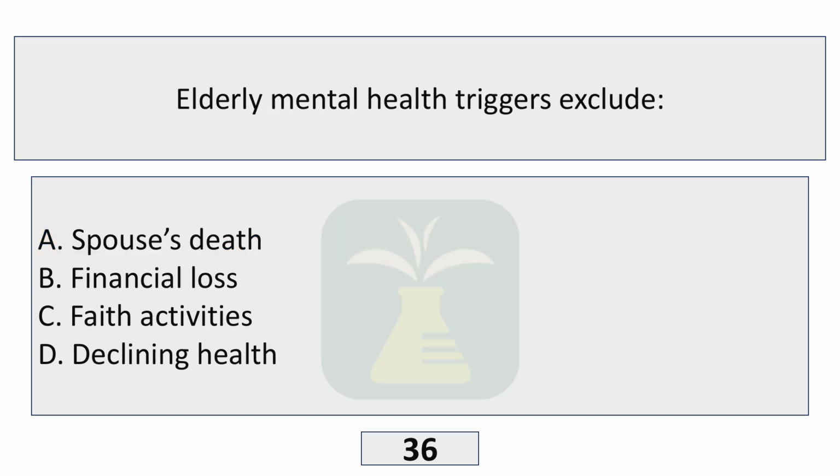Elderly mental health triggers exclude: A. Spouse's death. B. Financial loss. C. Faith activities. D. Declining health. Correct answer, C. Faith activities. Faith groups often provide support, reducing isolation.